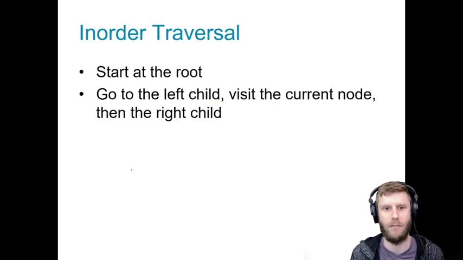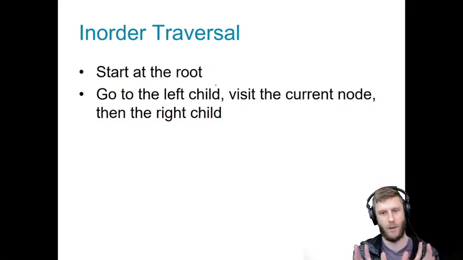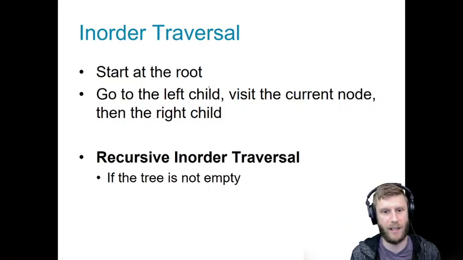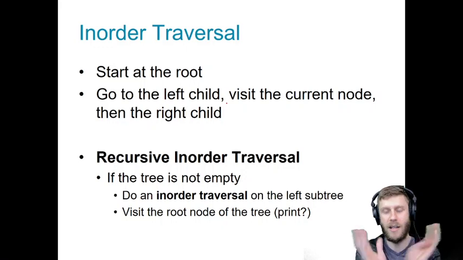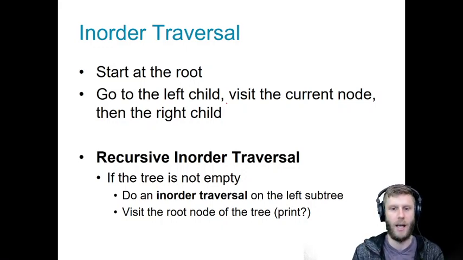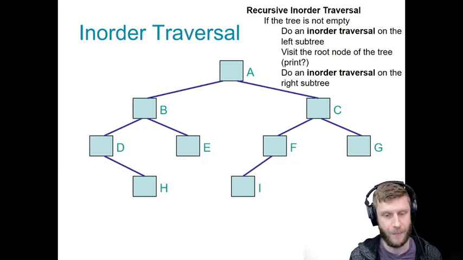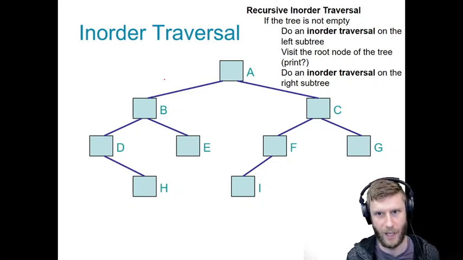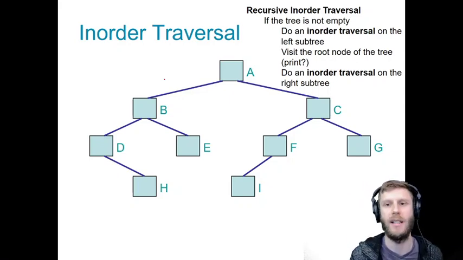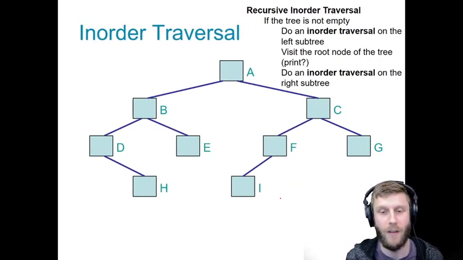So, in-order is this. Start at the root, go to the left, then deal with the current, then go to the right. Basically, recursively, if the tree is not empty, do an in-order traversal on the left, then deal with the information, then do an in-order traversal on the right subtree. So looking at this, I'm going to give you a moment to see if you can come up with the ordering yourself, okay? Follow this rule and see if you can get the ordering yourself. I'll give you a moment. And yeah, have a go at it.